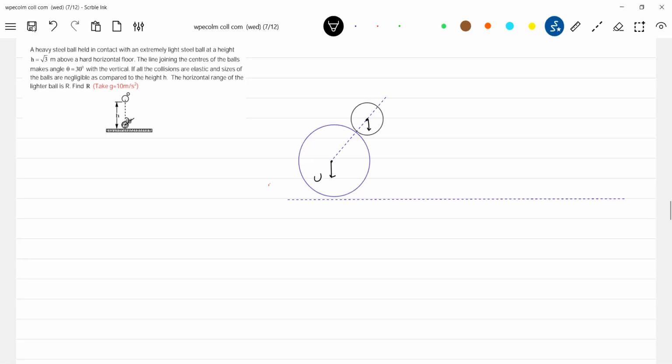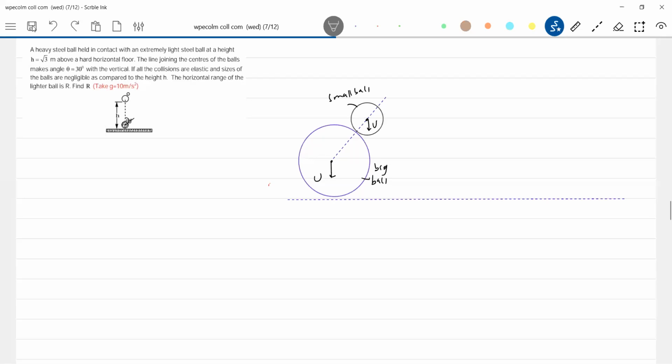Okay, they are dropped from a height. After dropping, they are just about to strike the ground. There's a big ball, a heavy steel ball, and there's a small ball, an extremely light steel ball. Heavy steel ball held in contact with extremely light steel ball at height h. Okay, they'll come and collide, as this is a heavy steel ball.